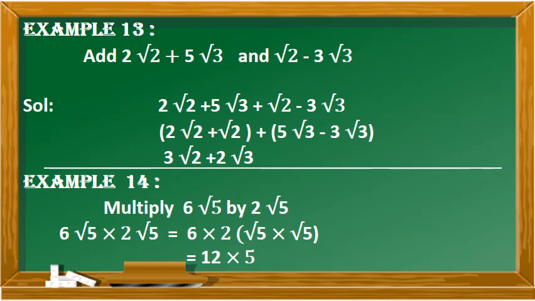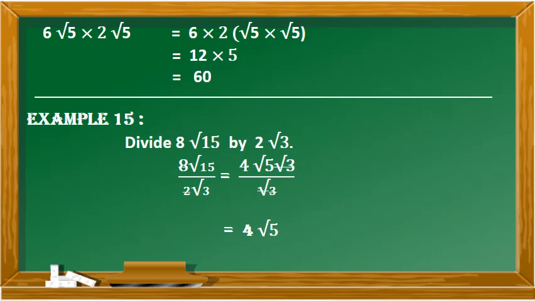The next example is the 14th, where you have to multiply 6 root 5 by 2 root 5. Multiply 6 into 2 first, and within the bracket write root 5 into root 5. Which gives you 6 into 2 is 12, into root 5 into root 5 is equal to 5. So 12 into 5 gives you 60.